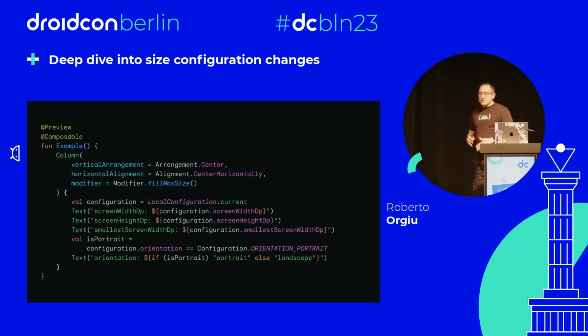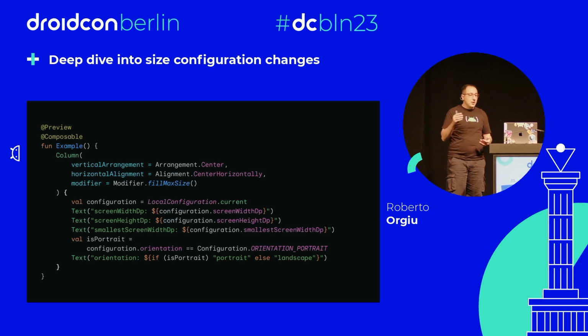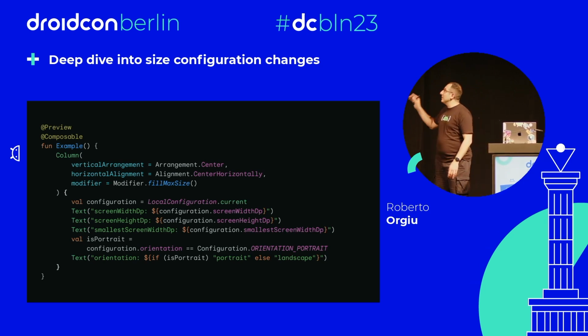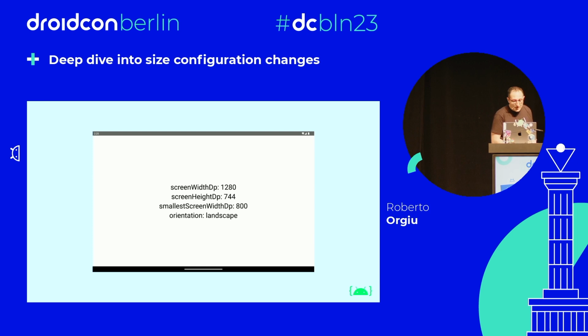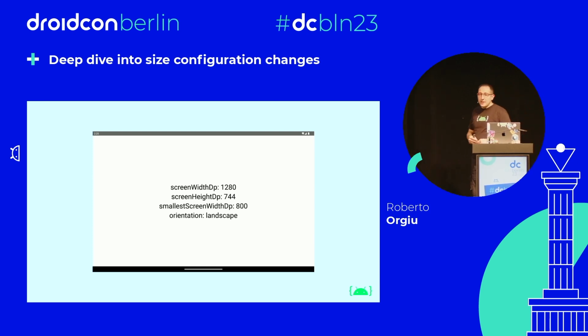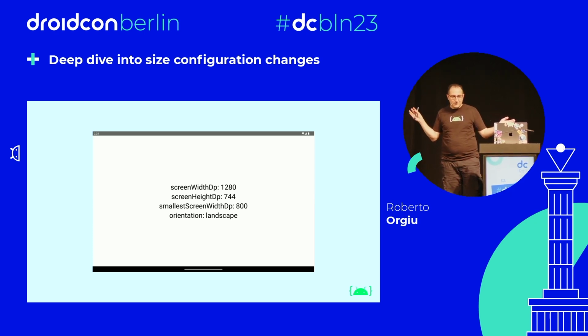So let's look at a couple of values and explain why. For the next few slides, we're going to use this very simple Compose code to help us understand what we mean with everything I said so far. So let's run this on a Pixel tablet and see what we get. Let's start from the last one. Orientation is landscape, right? That's correct. That's what we expect, right? That's landscape. Perfect.